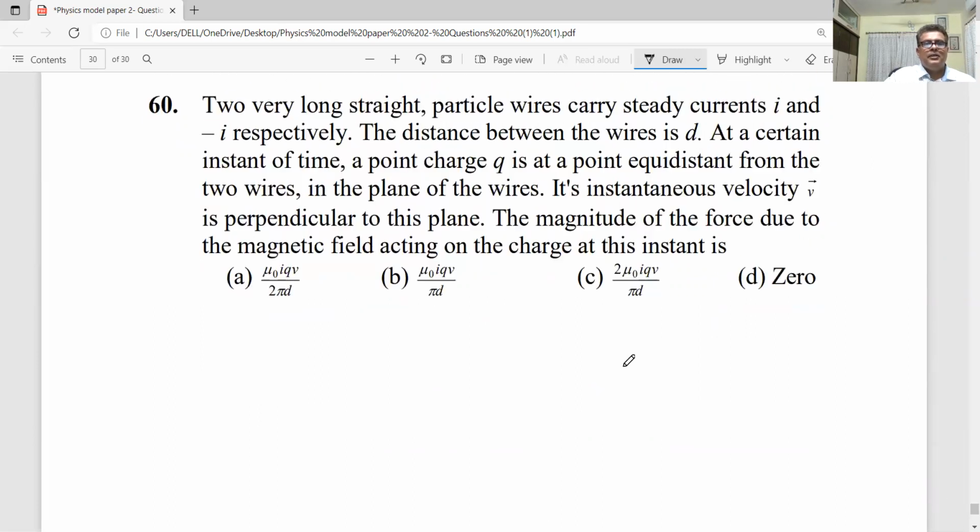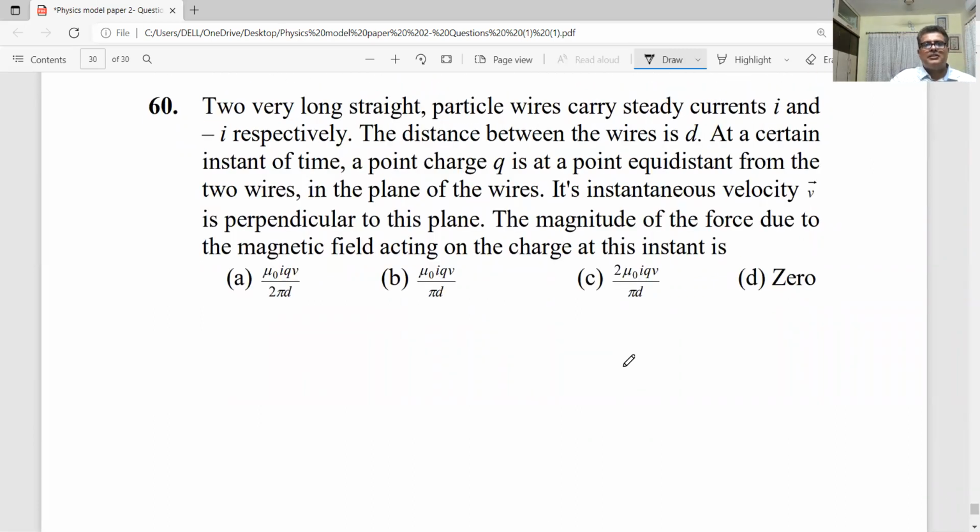Look at this. There are two wires carrying the currents I and minus I respectively. The distance between the wires is d. At a certain instant of time, a point charge q is at a point equidistant from the two wires in the plane of the wires. Its instantaneous velocity v is perpendicular to this plane. The magnitude of the force due to the magnetic field acting on the charge at that instant is? There is no calculation here. You should know the answer, the answer is 0. It looks like a difficult calculation, why is that?